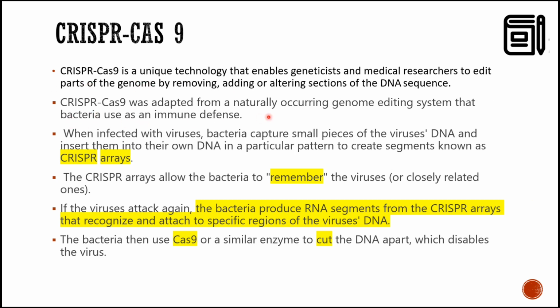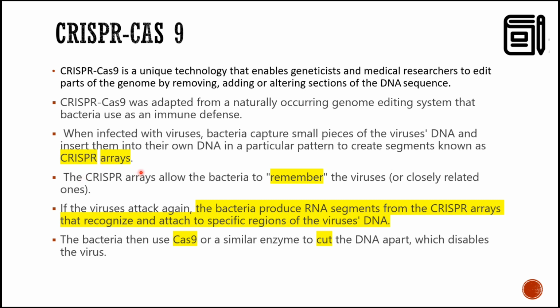It was actually adapted from a naturally occurring genome editing system that is part of the immune defense of bacteria. When a bacterium gets infected with a virus, we know that the virus injects its DNA, its genetic material, into the host organism. Here the bacteria capture small pieces of virus DNA and insert them into their own DNA, forming a particular pattern to create segments known as CRISPR arrays, that is, clustered regularly interspaced short palindromic repeats.